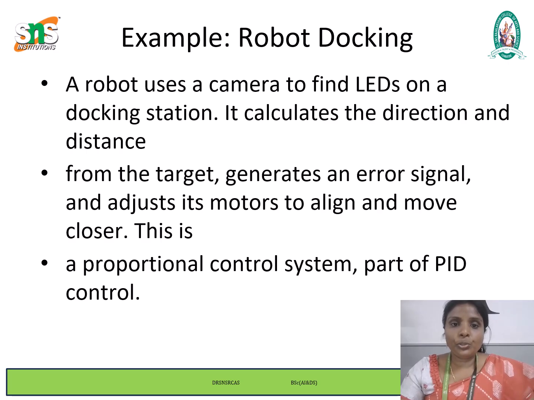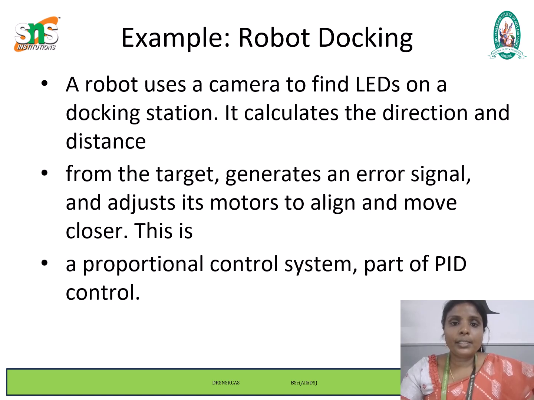This information is used to generate an error signal, which represents the difference between the robot's current position and the desired position at the docking station. The robot then adjusts its motor based on the error signal. The larger the error, the stronger the correction needed. This is the essence of proportional control, where the corrective action is directly proportional to the magnitude of the error. By adjusting its motor, the robot moves closer to the docking station, continuously recalculating the error and making finer adjustments as it gets near the target.